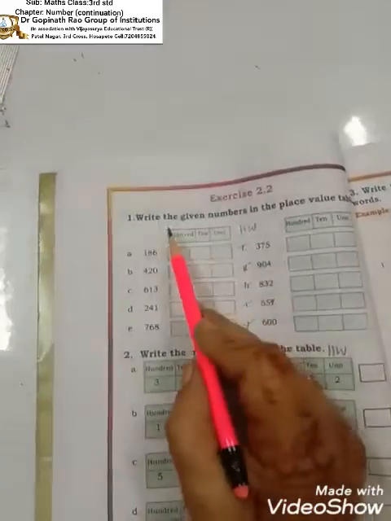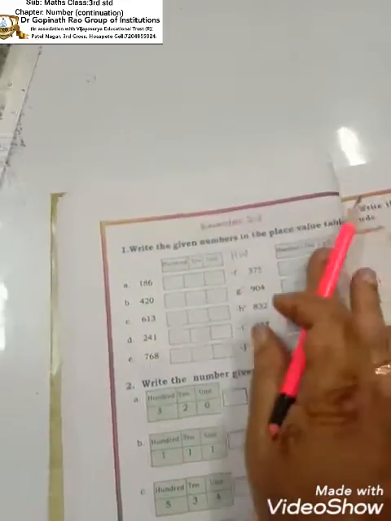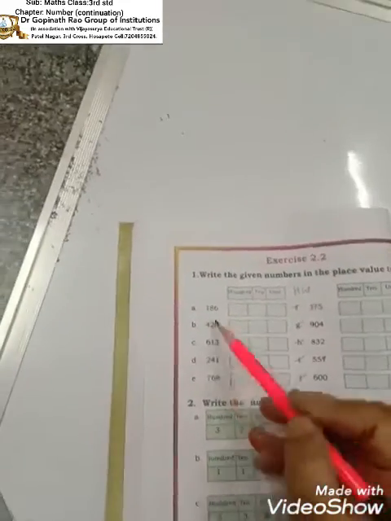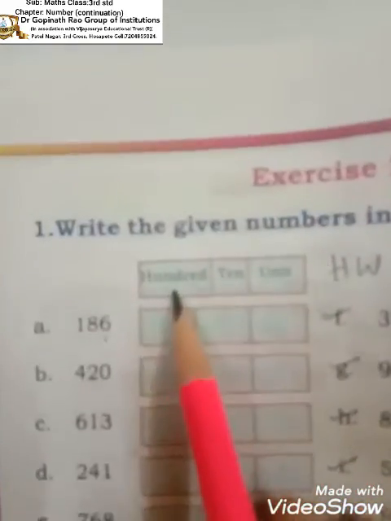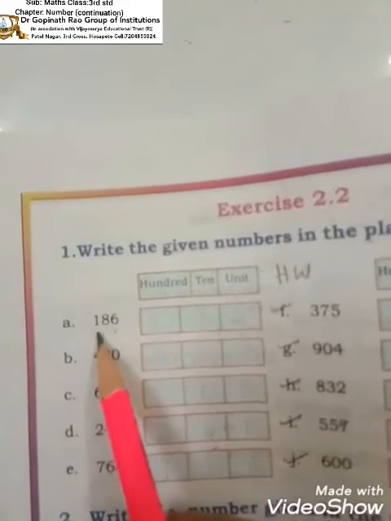So here now we'll solve exercise 2.2. What is there in exercise 2.2? Write the given number in place value table. The given number is given and we have to write it in the place value table. So this is the place value table: hundreds, tens, units. See which number it is, 186.